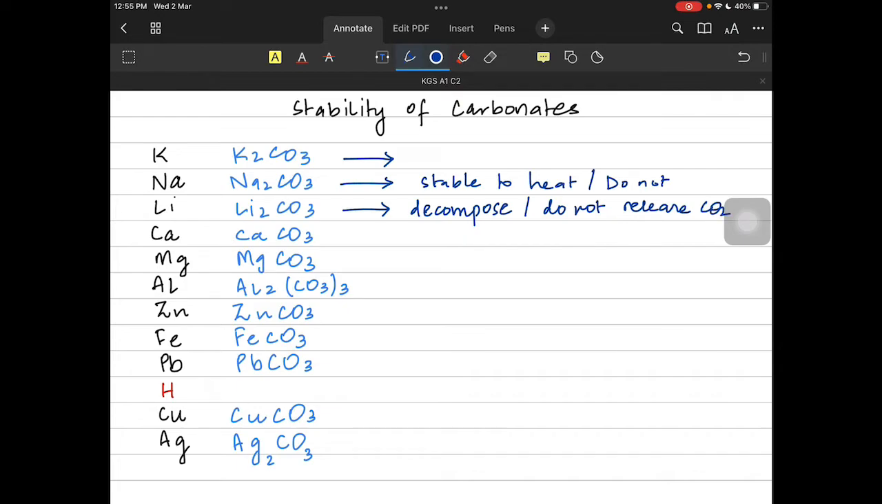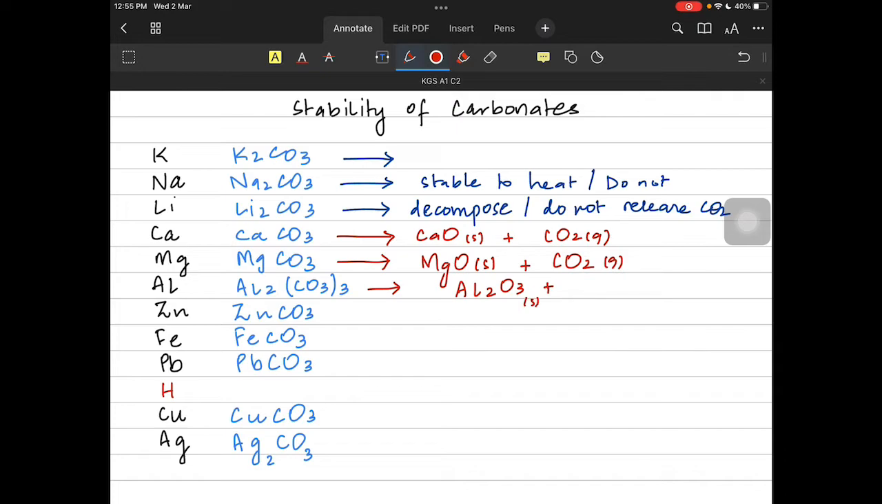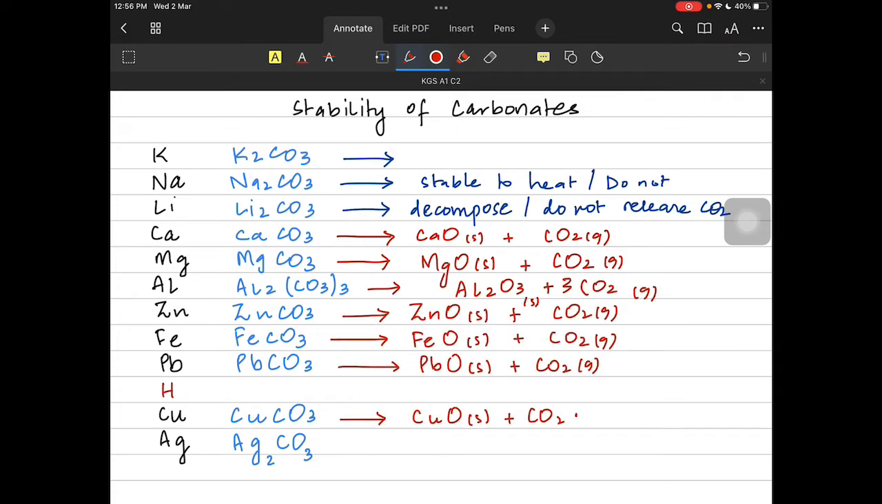But when we talk about the other metal carbonates, the ones starting from calcium carbonate and going below in the series, they are unstable. When calcium carbonate is heated, you get calcium oxide and carbon dioxide escapes. Magnesium carbonate is heated to give magnesium oxide, and again carbon dioxide escapes. Similarly, aluminium oxide is the product in the case of aluminium carbonate, and again carbon dioxide is released. It goes on till copper oxide and carbon dioxide escaping.